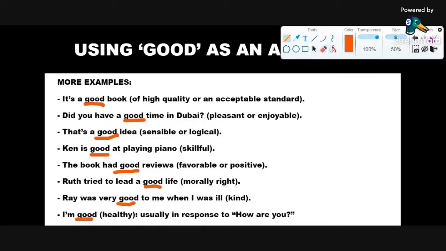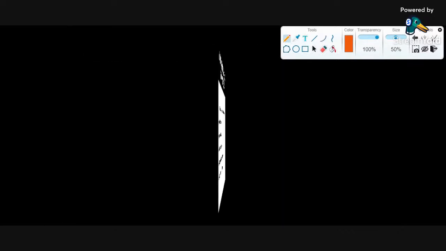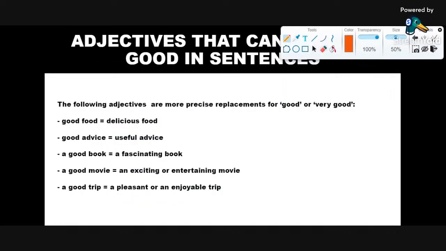So that is exactly the way it is. Let's now move on to look at other important aspects of this topic. But here we want to look at adjectives that can replace good in sentences. That's what we are going to look at.